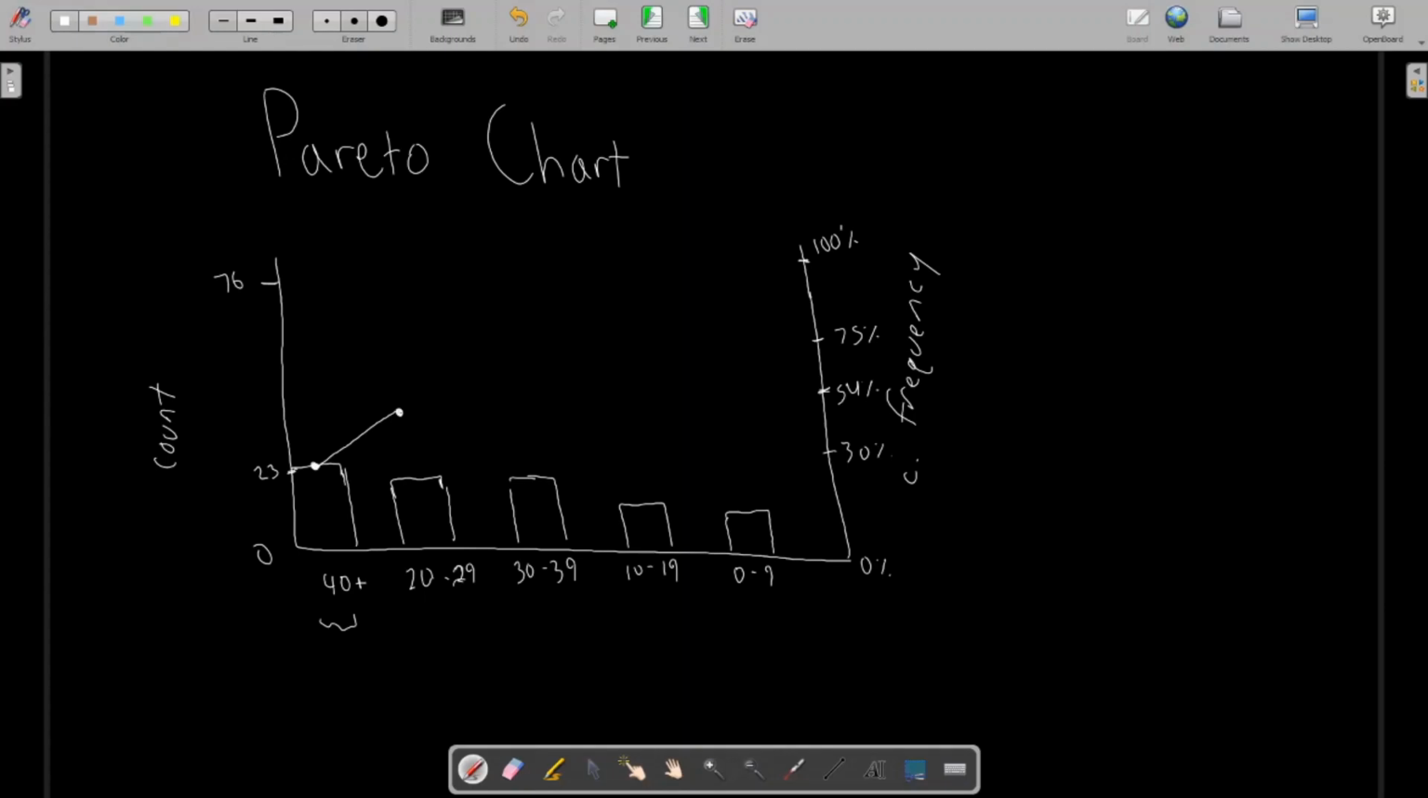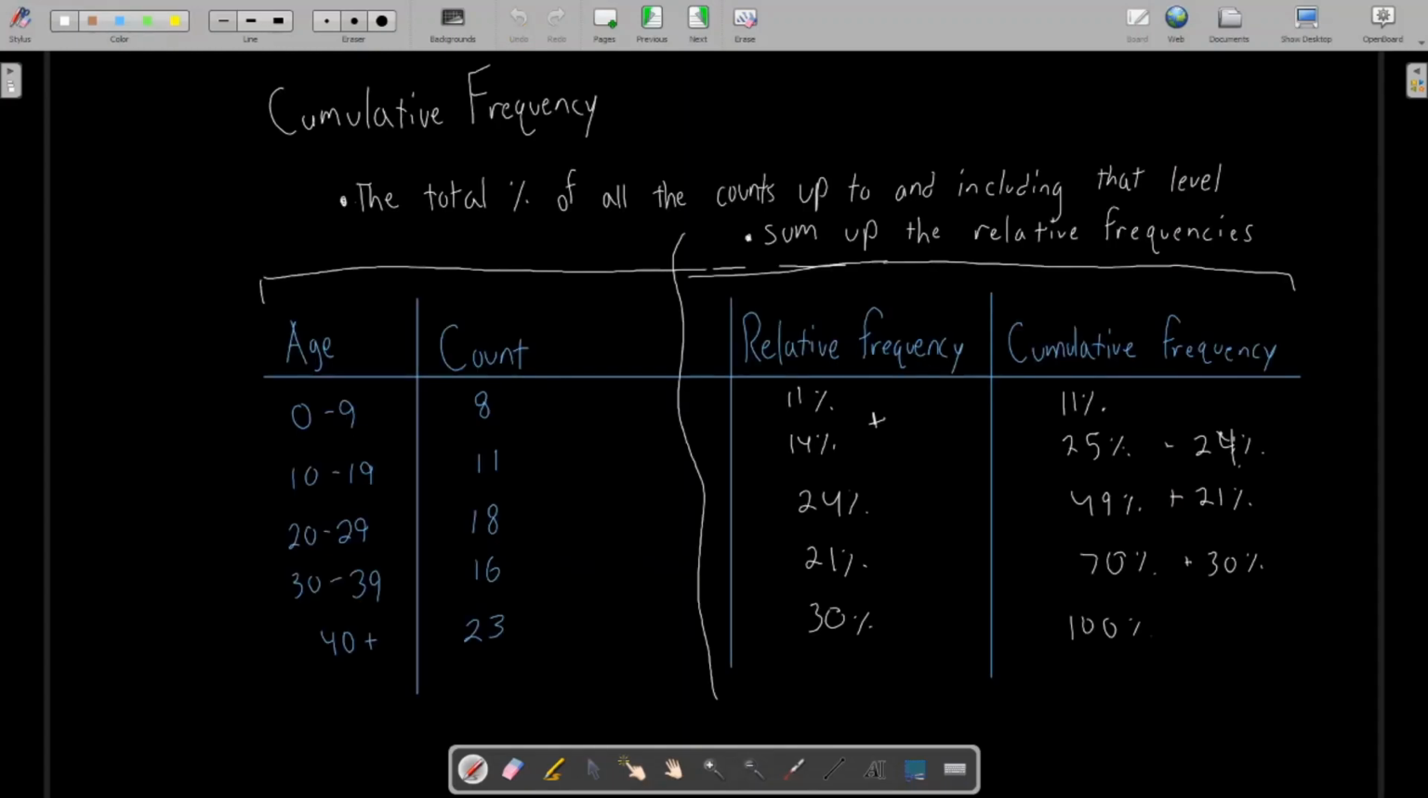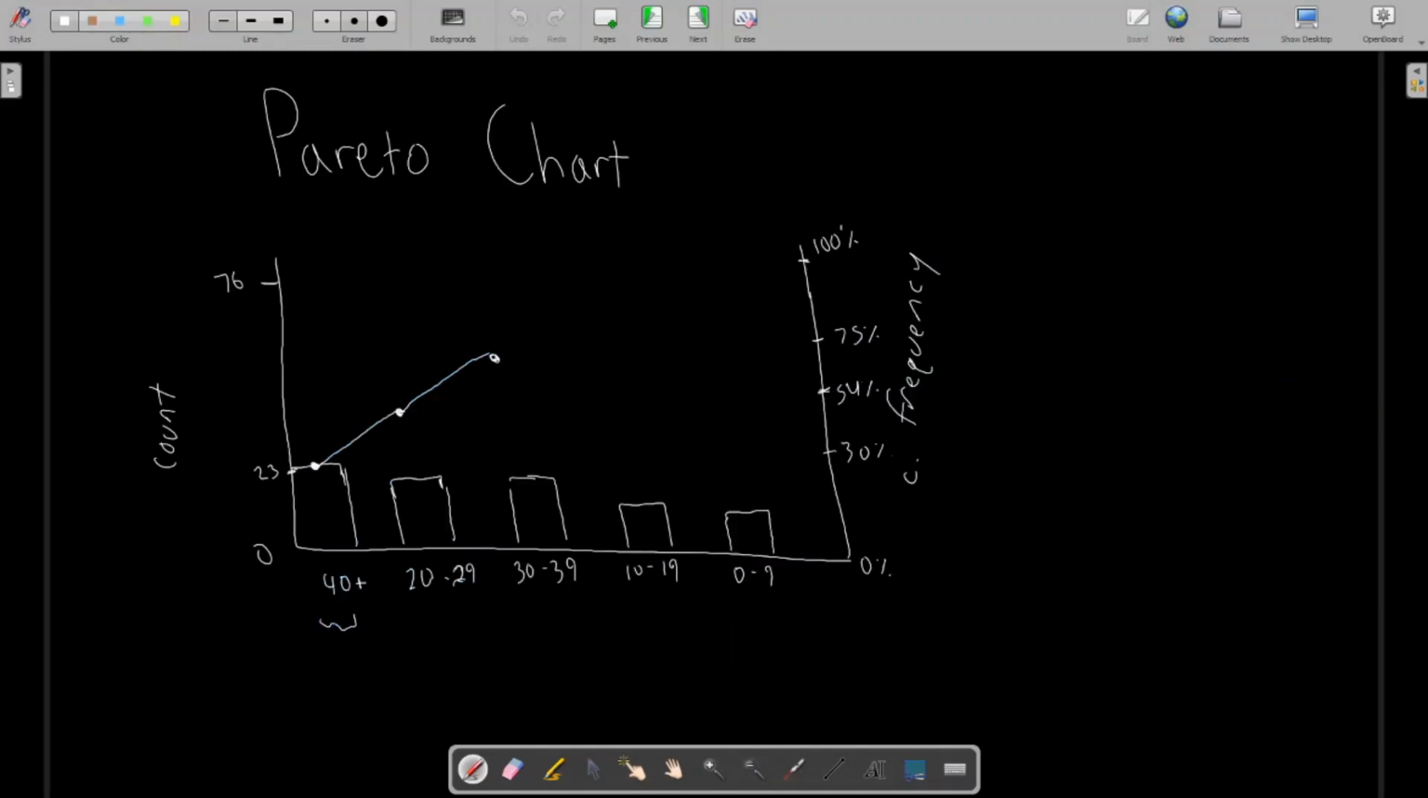And then draw our line going up a little bit more to 75%. And then we'll now have our 10 to 19 group, which brings us to 89%. And so that dot will go about right here. Draw another line connecting that one. And lastly, 0 to 9 would rest at 100%. And so now we have our Pareto chart.